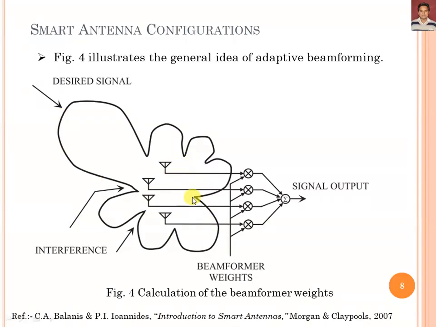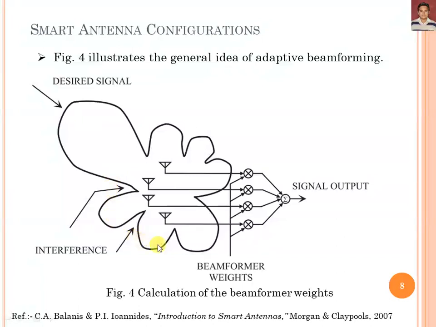Here you can see that there are different base stations that are located in a cluster, and the radiation pattern generated by these base stations is represented by this one. And here you can see that this is the desired signal and these are the interference levels.